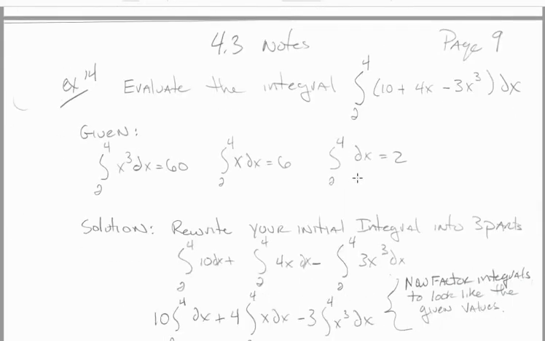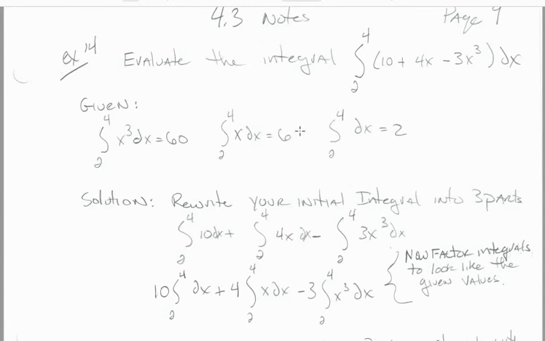Alright, so let's look at this example. Same scenario. We're going to evaluate the integral from 2 to 4. That's just a glitch. It is the integral from 2 to 4 of 10 plus 4x minus 3x cubed. Okay? We're given these three values. We're given that the integral from 2 to 4 of x cubed is 60, the integral from 2 to 4 of x dx is 6, and the integral from 2 to 4 of dx is 2. That's the same exact given values as the last problem.